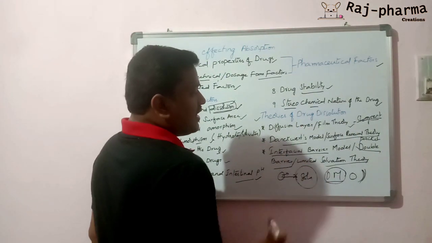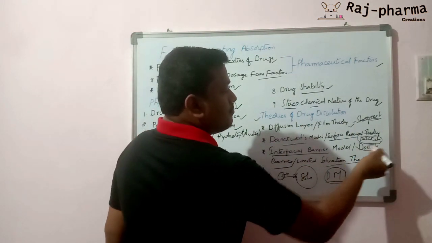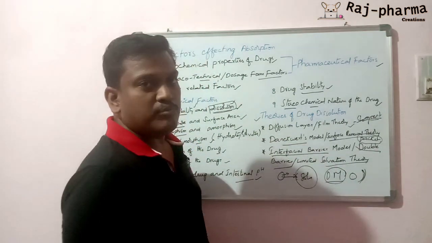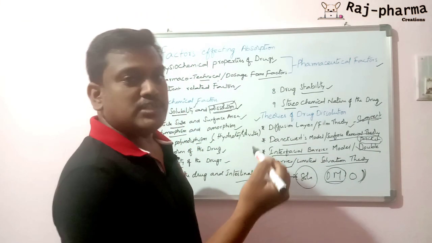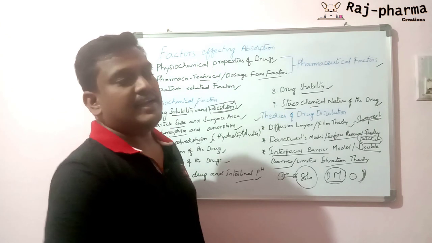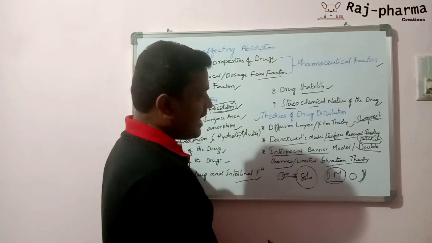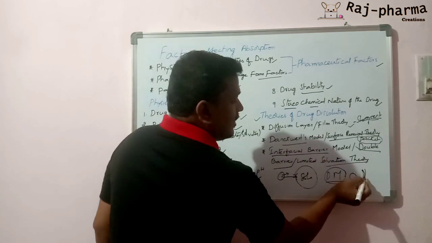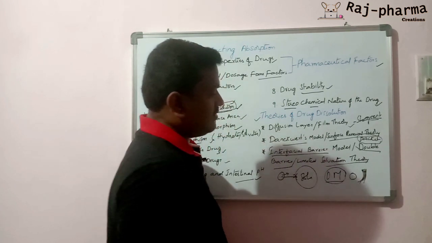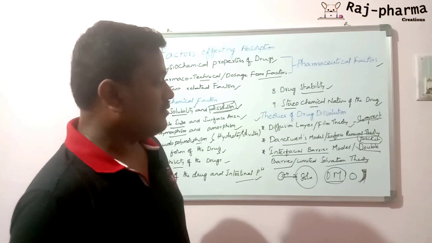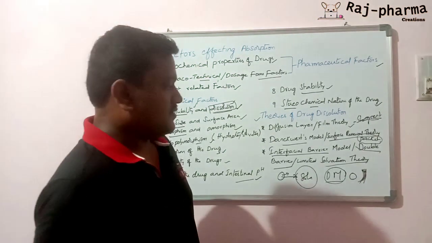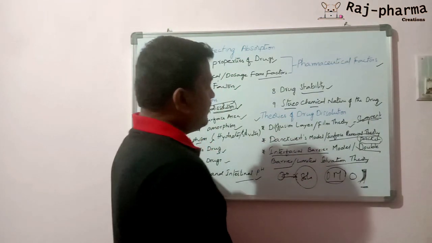In the Danckwerts model, a number of packets come to the surface of the particular dosage form, take the drug from it and leave it in the dissolution medium. And in the interfacial barrier model, an intermediate forms and the drug will be released from the intermediate stage. So hope you understand.